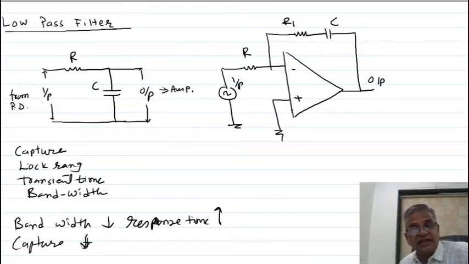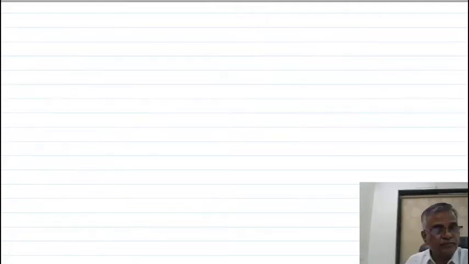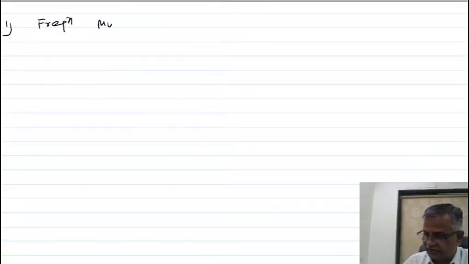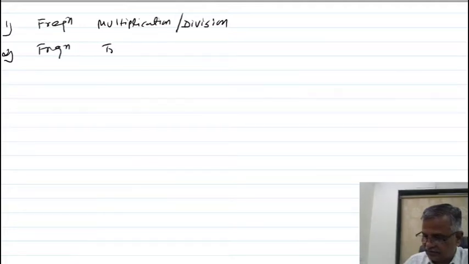I am telling you some important applications of a PLL IC. PLL ICs are used in frequency multiplication or frequency division. They are also used in frequency translation and AM detection.